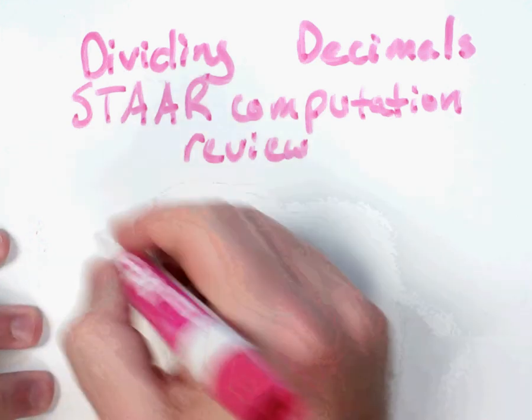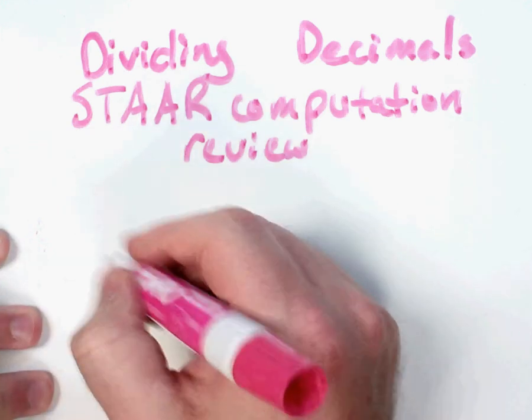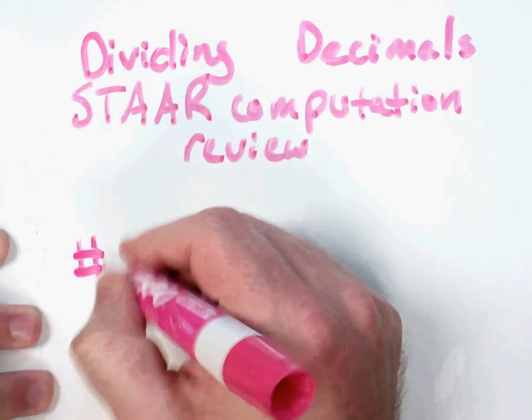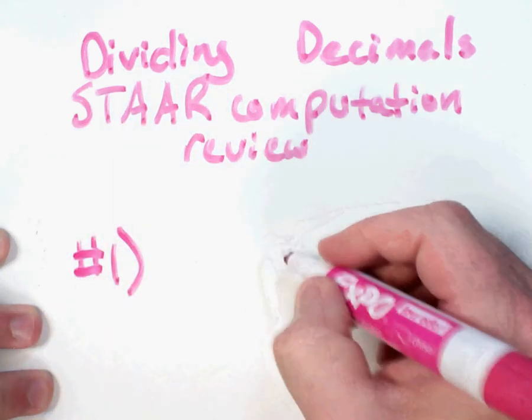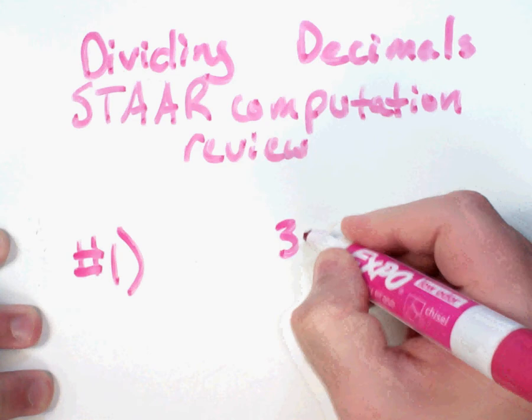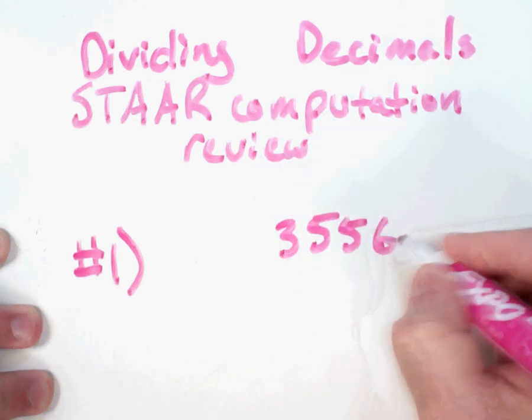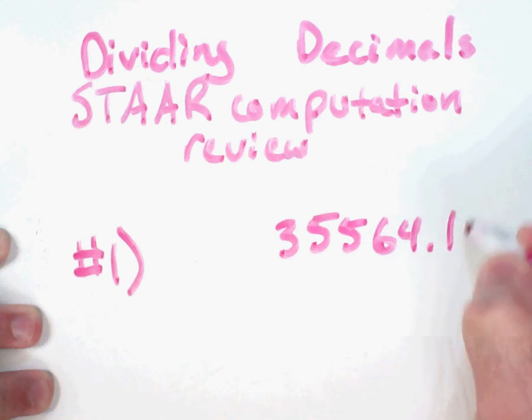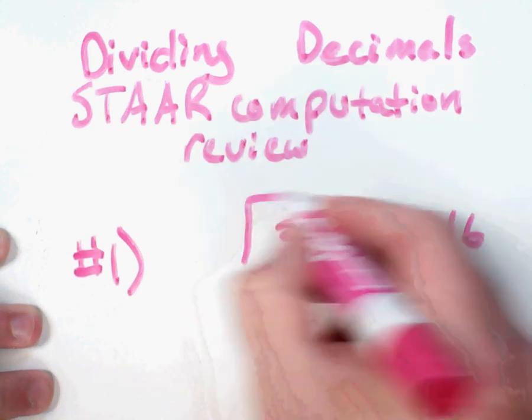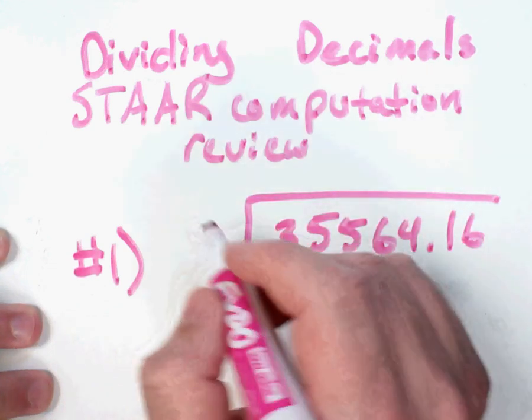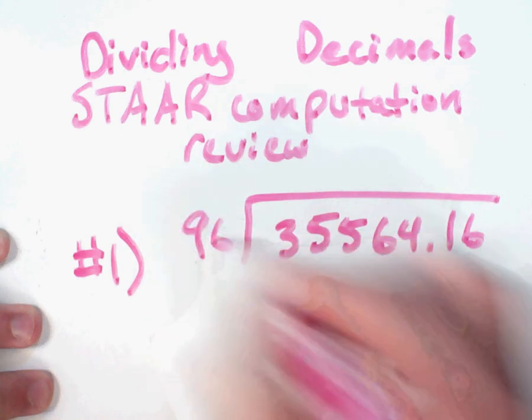Alright, so number 1 is 35,564 and 16 hundredths divided by 96.